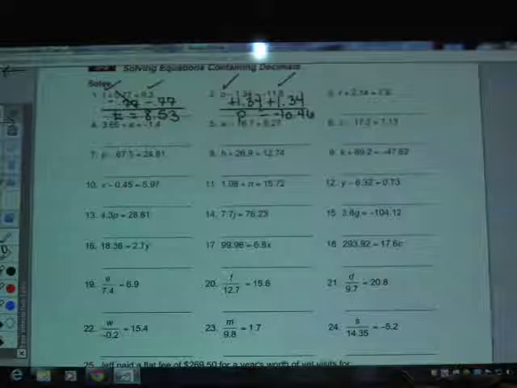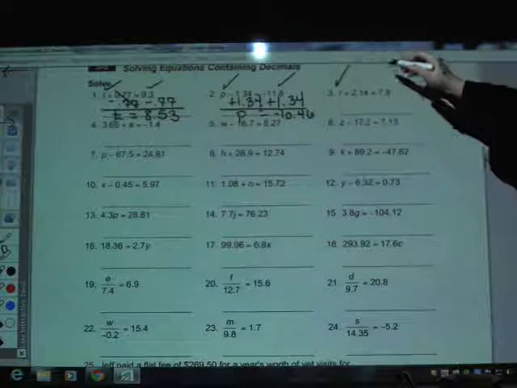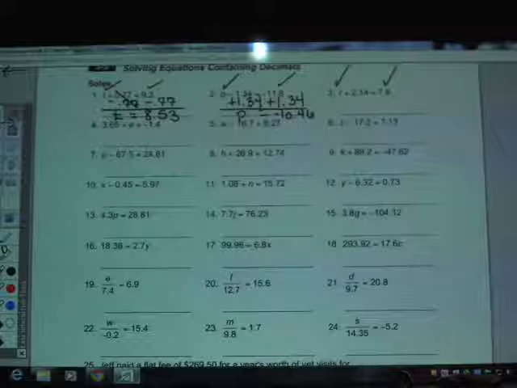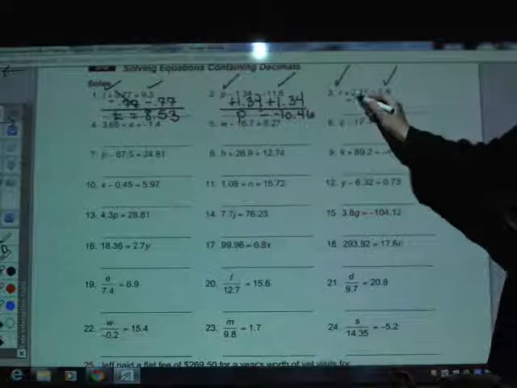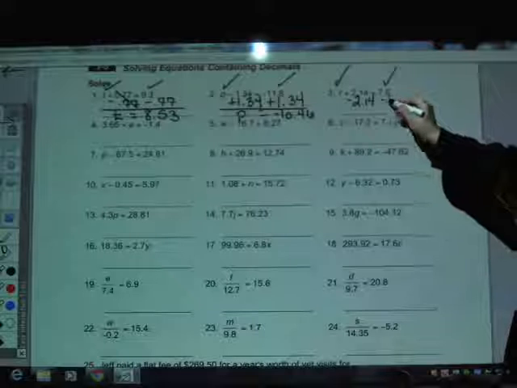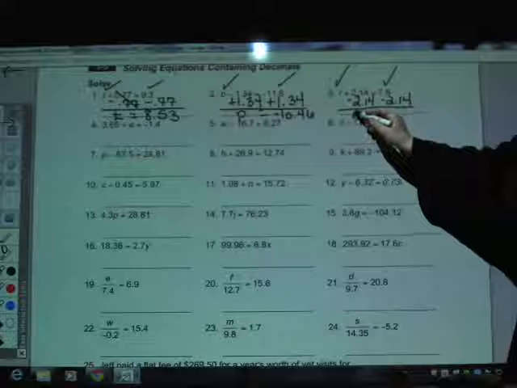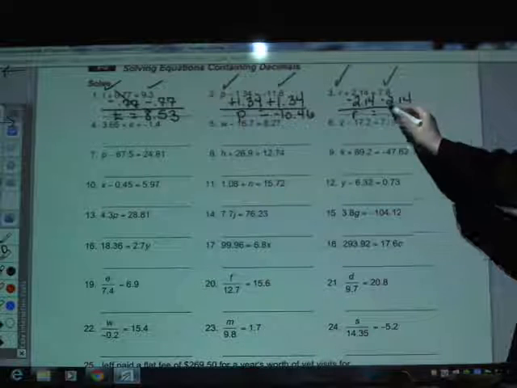Okay, number 3, r plus 2.14 equals 7.8. So variable on the left, r, number on the right, 7.8. The one thing I don't like about this question is 2.14. That's what we're going to move. It's got addition in front of it, so the opposite is going to be to subtract. So I'm going to subtract 2.14 from both sides. And I'm going to do that, and that's going to give me variable r, and 7.8 minus 2.14 here, and that's going to give me 5.66.